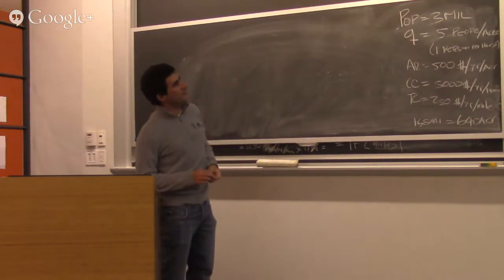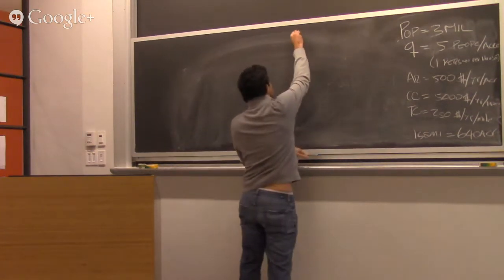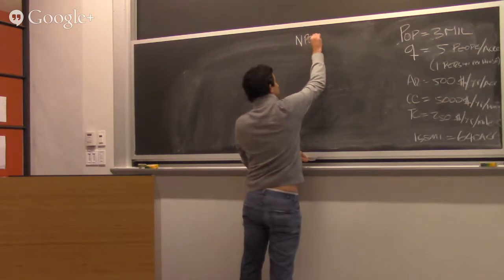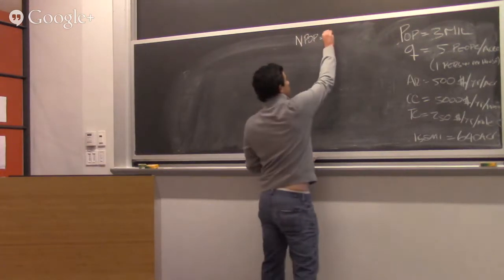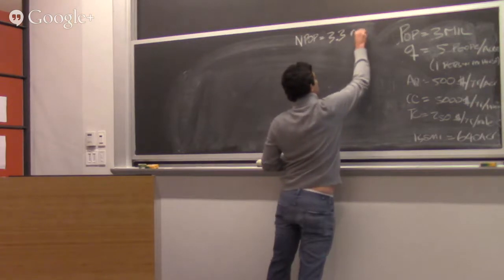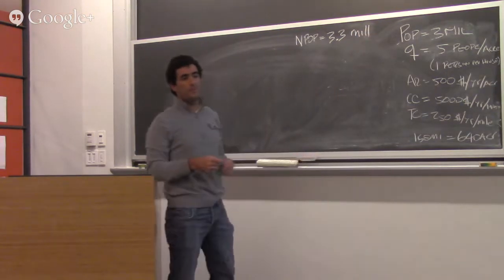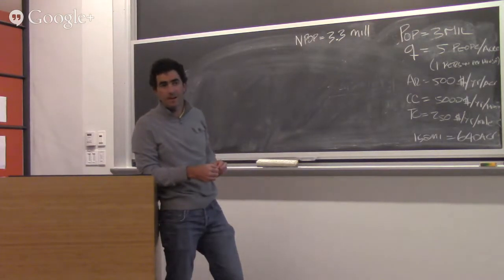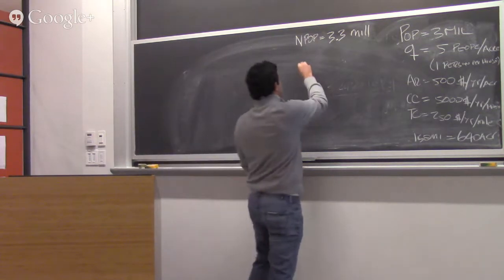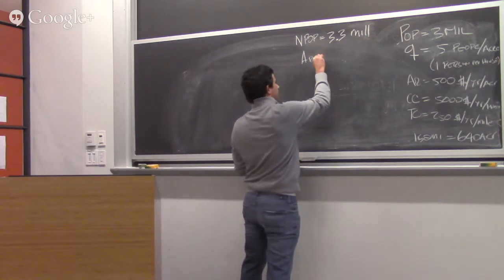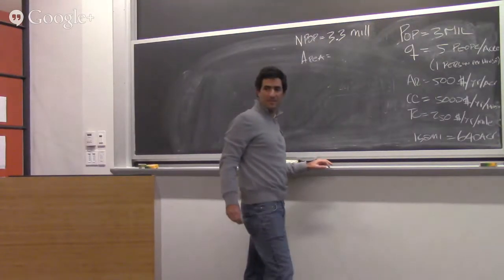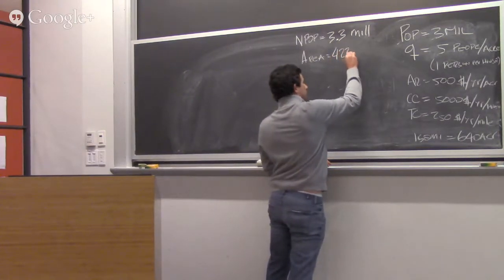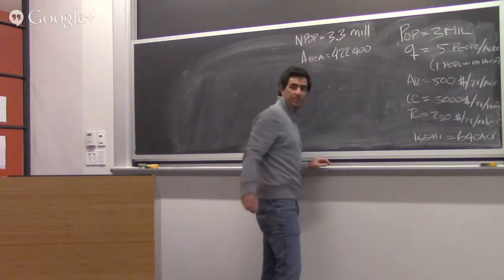All right, new population, 3.3. Yeah, we gotta calculate the area again. What's in your area? That's 8%.